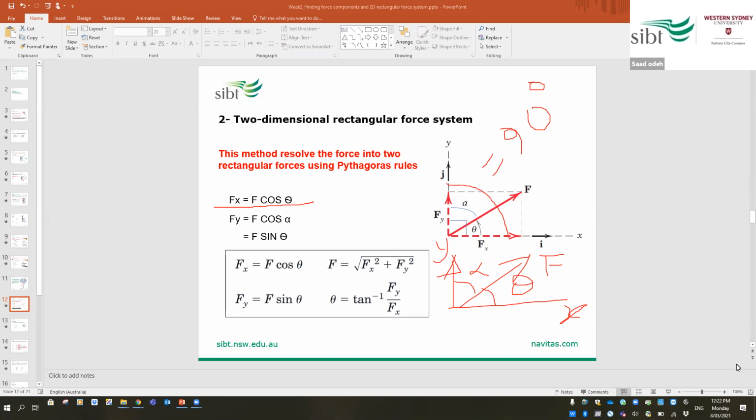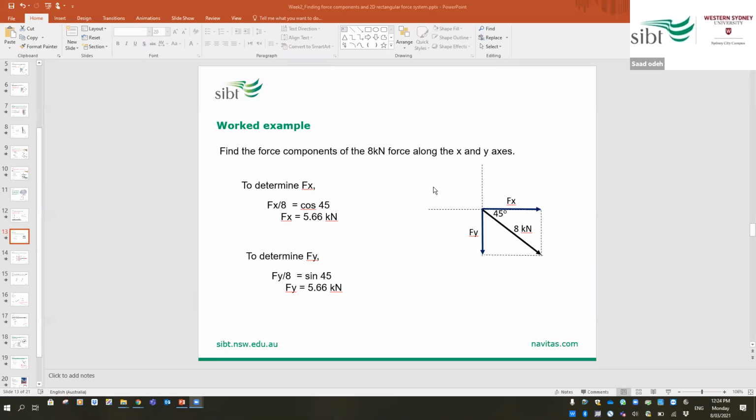The major equations of the Pythagoras rule are shown in this frame. So please try to revise it, because this is quite important for the next steps of this course. There are many worked examples in the lecture slides. Please go through them and try to solve these examples yourself so you can practice this. But as you can see, it's all direct application.